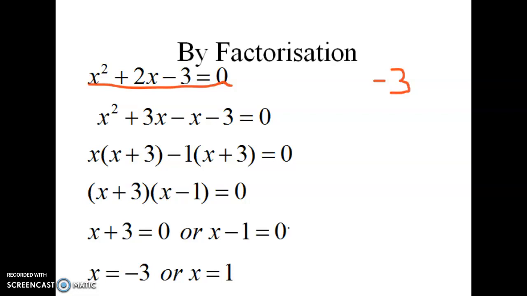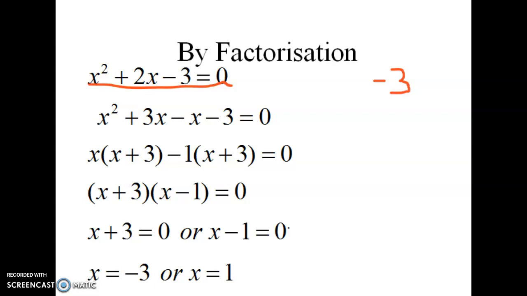We have minus 1 and 3. We have 3 and minus 1, and we have minus 3 and positive 1. Then those are the factors of minus 3. So which of these will give us a 2? It's as simple as 3 and minus 1, these are the factors which will give us a 2.